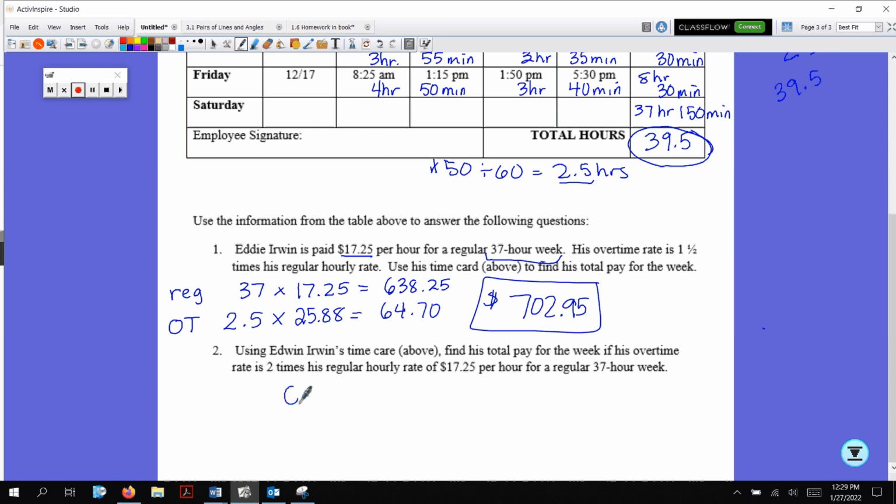Remember, the overtime rate is the regular rate times 1.5, or time and a half. So I took $17.25 times 1.5. That gave me $25.88. Multiply that times the number of hours I worked, and that gives me $64.70. Add these two together, and we get a total of $702.95 for that paycheck.